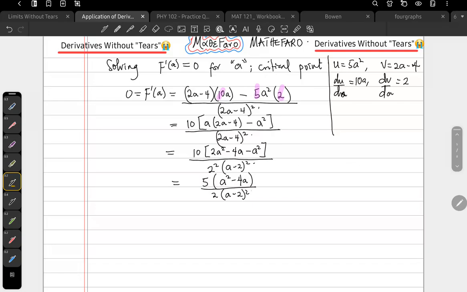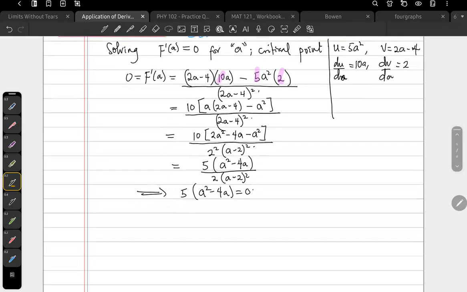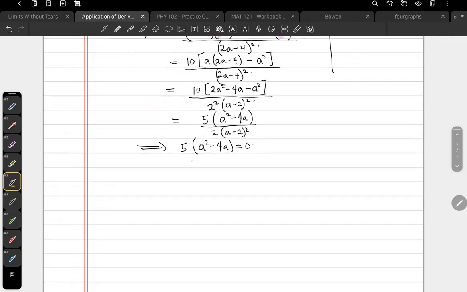And when we want to solve for a fraction, a rational function equal to 0, what do we do? We just equate the numerator to 0. So this implies that 5 into bracket a squared minus 4a equals 0. And if we divide both sides by 5, we're left with a squared minus 4a, which is actually a into bracket a minus 4 equals 0. So we have that either a equals 0 or a equals 4, that is a minus 4 equals 0.